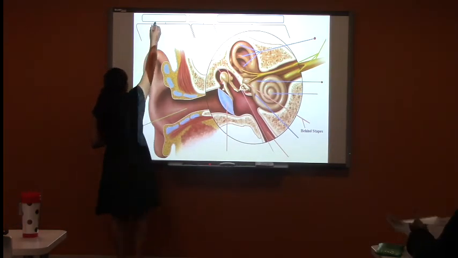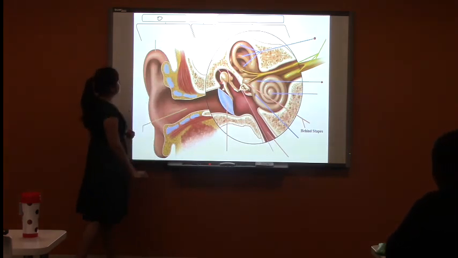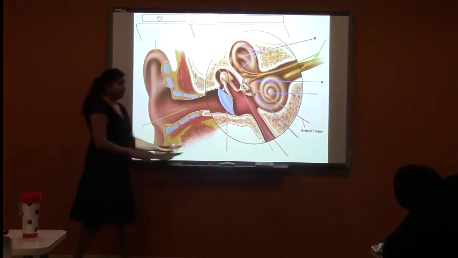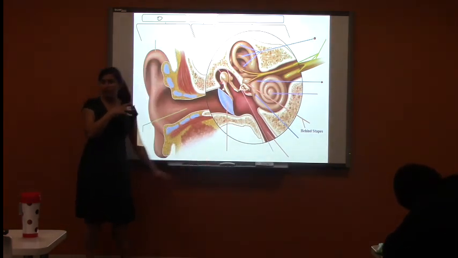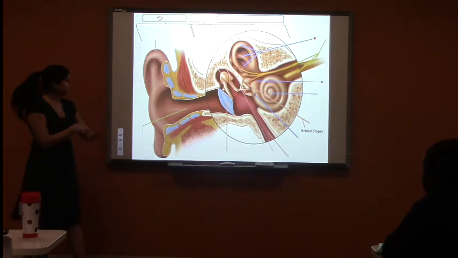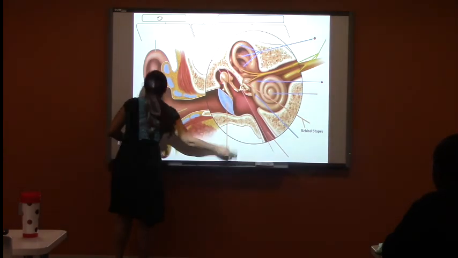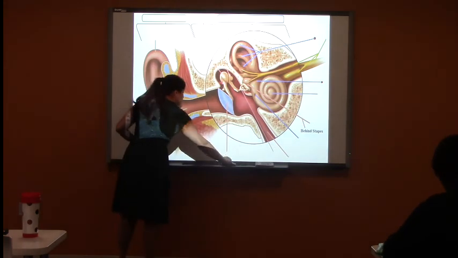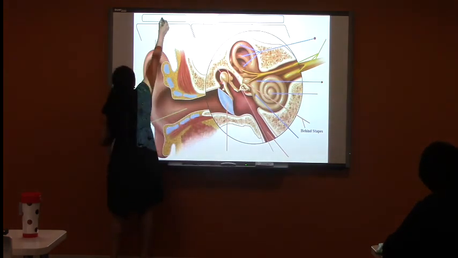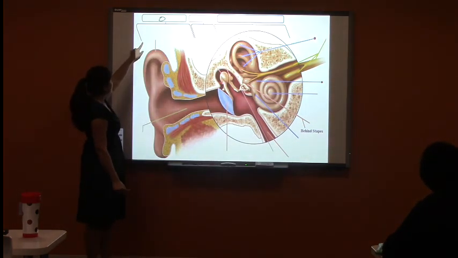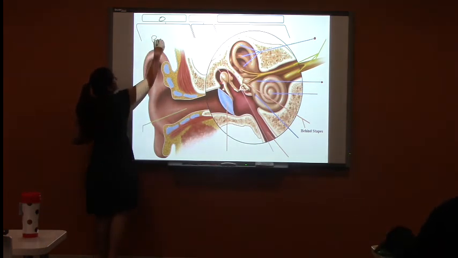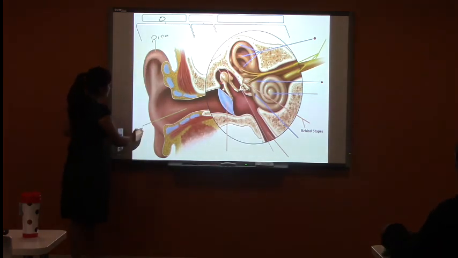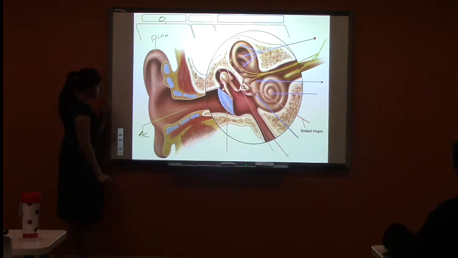Here is the outer ear. If you have printed or colored copy, everything is color coordinated. So the green is the outer ear. Okay? Here's the pinna, and here's the auditory canal.